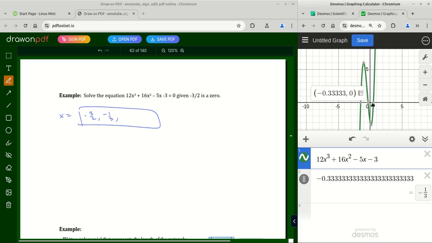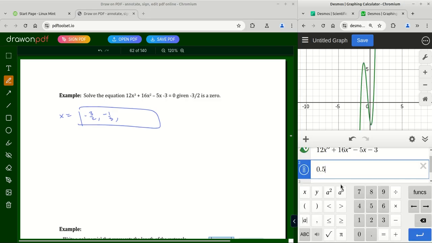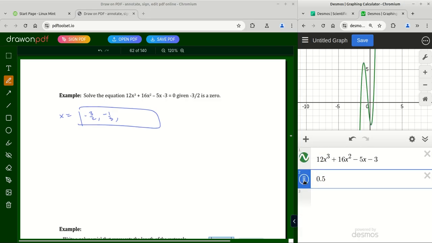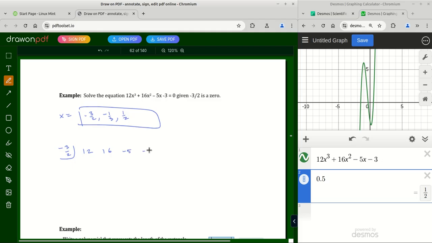And then finally, this one right here is a 0.5. You could probably guess that one is a half. And we're done. There it is. This one, even with synthetic division, is not super great. But I want to show you it a little bit because it's scary because it has fractions.